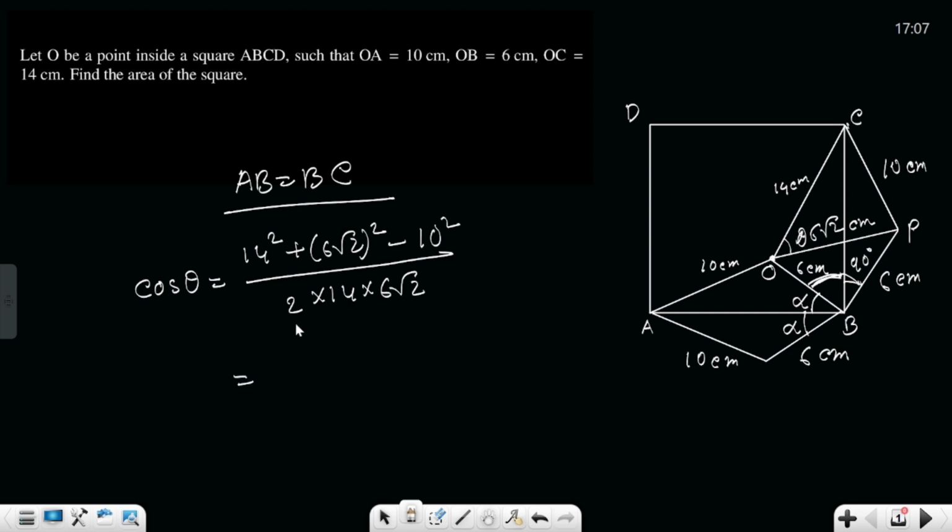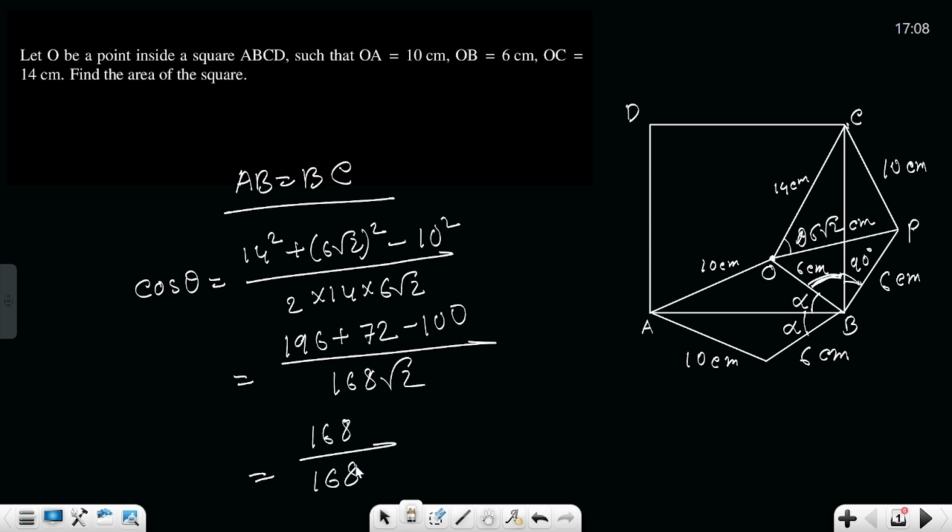So 14 square is 196, plus (6 root 2) square is 72, right? Minus 100, divided by 168 root 2. Now let us simplify the numerator. This will be 168 also, right? So 168 by 168 root 2, this and this will be cancelled out, and what will be left? 1 by root 2 will be left, simply.